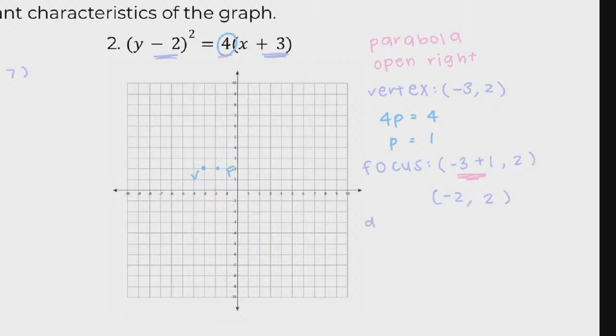Okay, the directrix is going to be a vertical line. It's going to be at x equals negative 3 minus 1. So we're going 1 to the left of the vertex. So it's going to be at x equals negative 4. So that's going to be this line here.